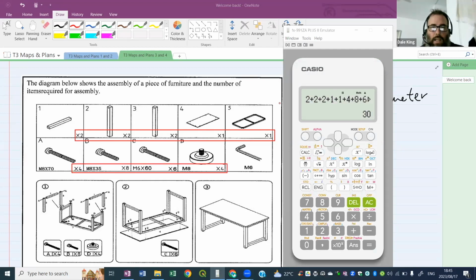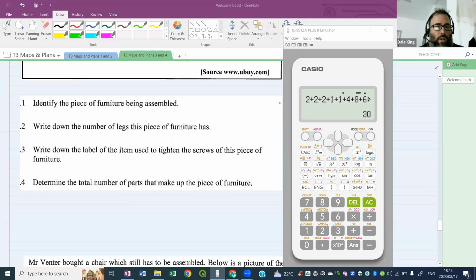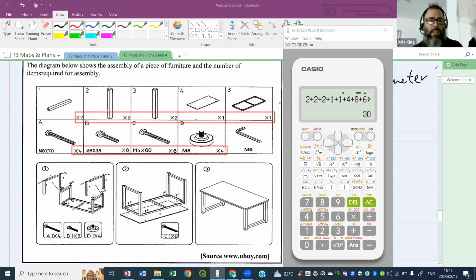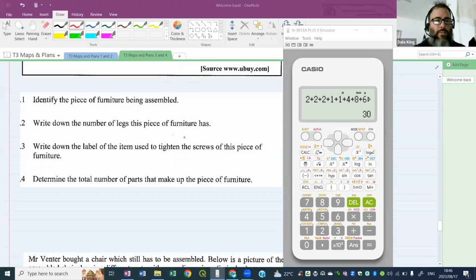Don't count the Allen key unless, let's look at the question. Determine the total number of parts that make up the piece of furniture. If they said determine the total number of parts needed to build this furniture, I would say 31. Allen key included is needed to build. But the parts that make up this piece of furniture, when it's standing there, I'd say 30 parts. We just counted all that up. All right. Free marks, guys.